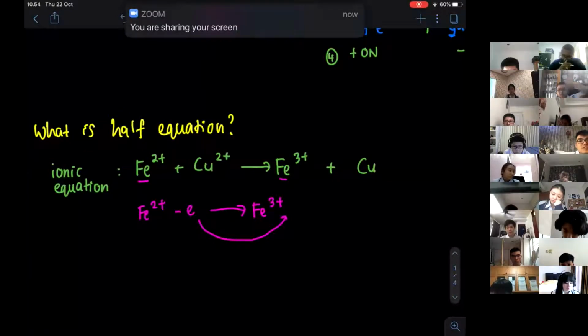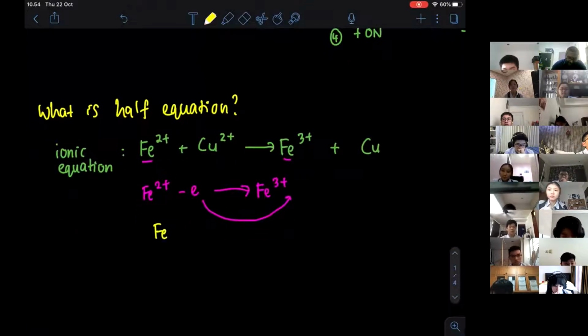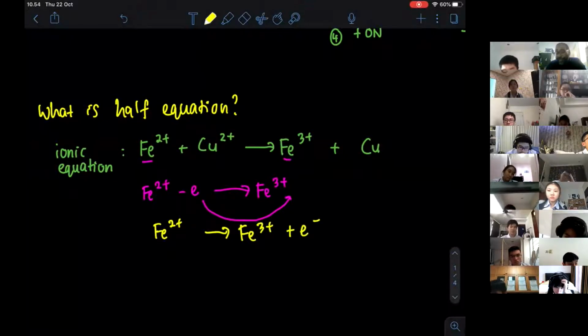In chemistry, what you need to do is bring the negative electron, the minus electron, to the right hand side, and write down Fe2+ gives you Fe3+ plus an electron. It's the same equation. So what does it mean? Fe2+ has lost an electron.